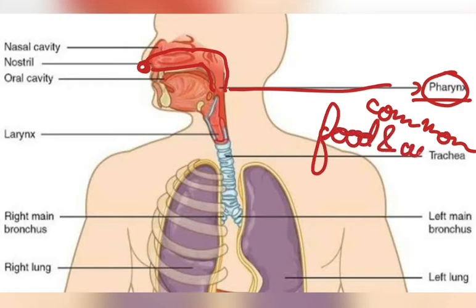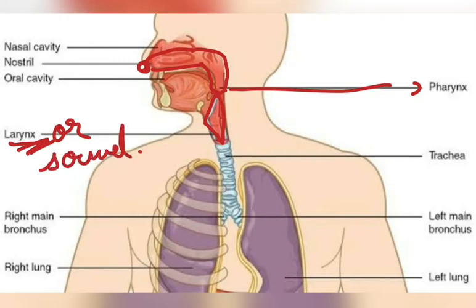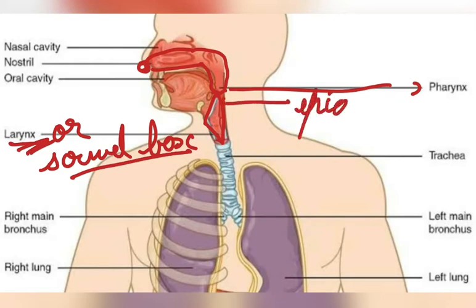Moving further, pharynx leads to another region called larynx. Larynx is a cartilaginous box which helps in sound production, so it is also known as the sound box. During swallowing, the glottis is covered by a thin elastic cartilaginous flap called epiglottis to prevent the entry of food into the larynx. Or you can say that epiglottis lies at the junction of trachea and esophagus.